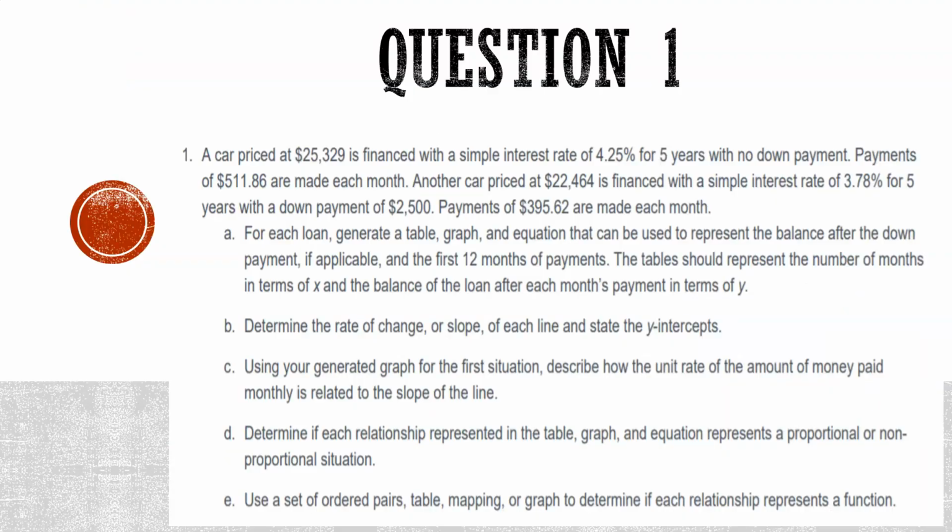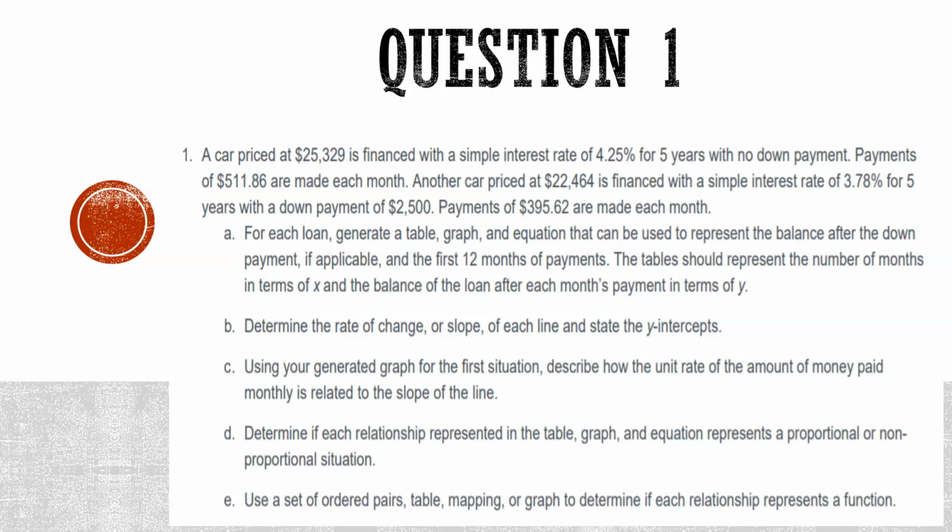Now, let's look at question number 1. A car priced at $25,329 is financed with a simple interest rate of 4.25% for 5 years with no down payment. Payments of $511.86 are made each month. Another car priced at $22,464 is financed with a simple interest rate of 3.78% for 5 years with a down payment of $2,500. Payments of $395.62 are made each month.